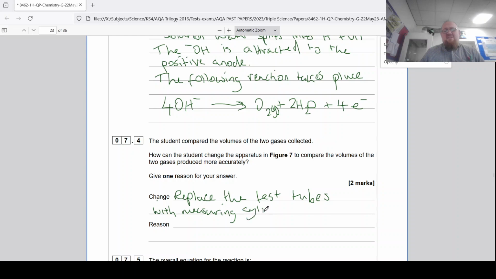Now, it doesn't necessarily have to be measuring cylinders. It could also be a burette. It could also be a gas syringe. And the reason for it is because the graduations, which are the little things with the numbers on, will allow us to tell exactly how much is in there. So it'll allow you to accurately read the gas volume.